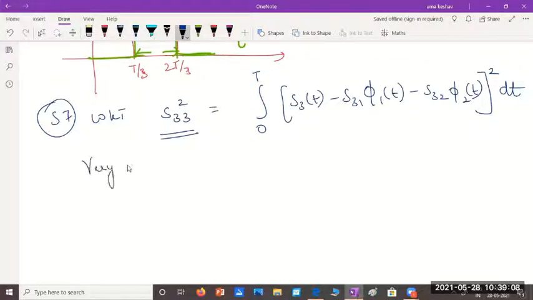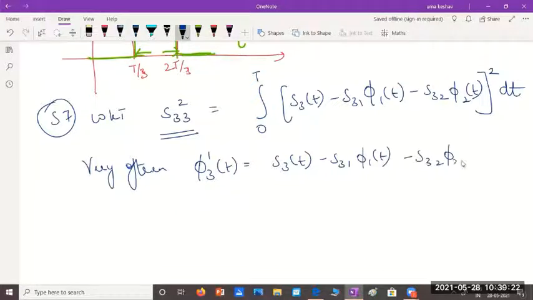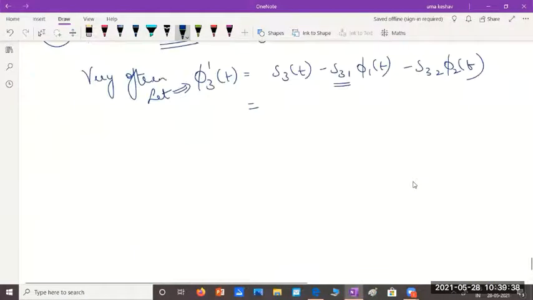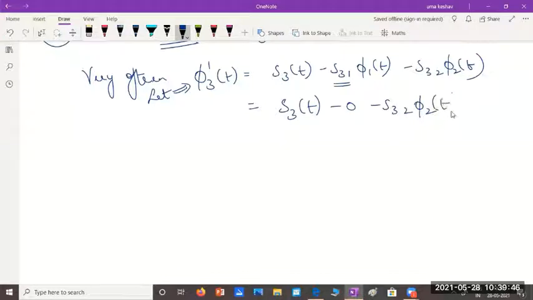Very often we call this phi 3 dash of t. And what is that? S3 of t minus S31 phi 1 minus S32 phi 2 can be called phi 3 dash. Let phi 3 dash of t be this. And what was the S31 value? S31 was 0, I think. See, the S31 value was 0. So what will happen to this equation? This will become S3 of t minus 0 minus S32 into phi 2 of t.